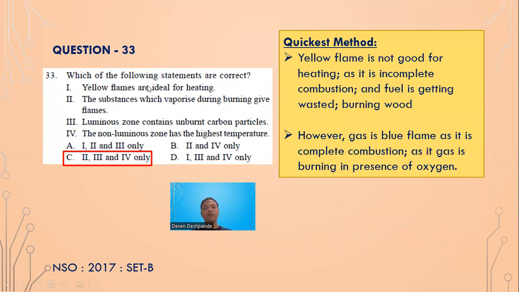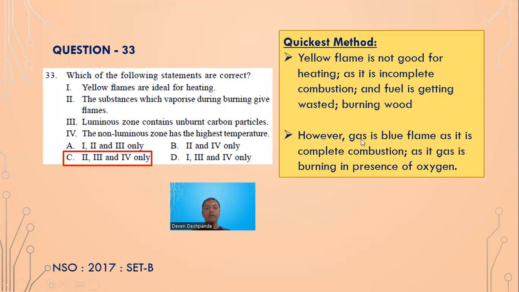No, yellow flames are not ideal for heating because yellow flame is incomplete combustion, isn't it? Fuel is getting wasted. If you burn wood, it is still an incomplete burning, because wood, you will see a yellow flame. If you restrict the flow of oxygen, you can make charcoal from wood, isn't it? You can make charcoal from wood. But yellow flame is not good for burning.